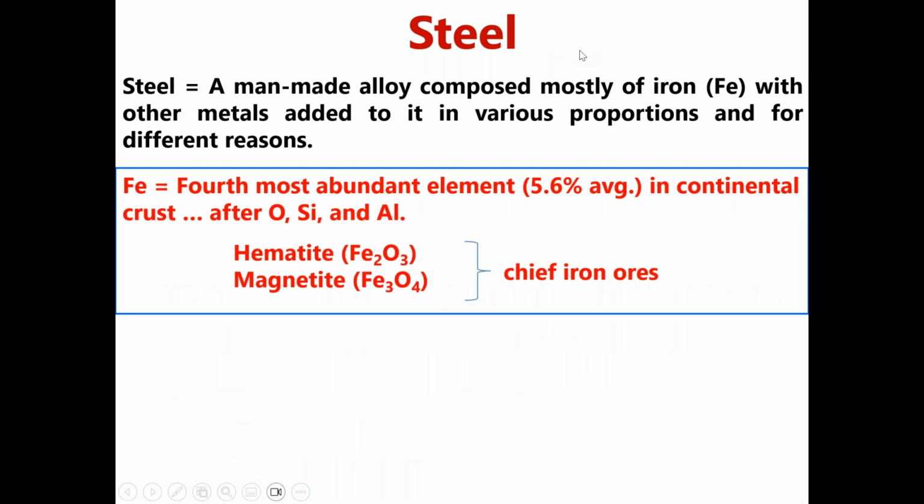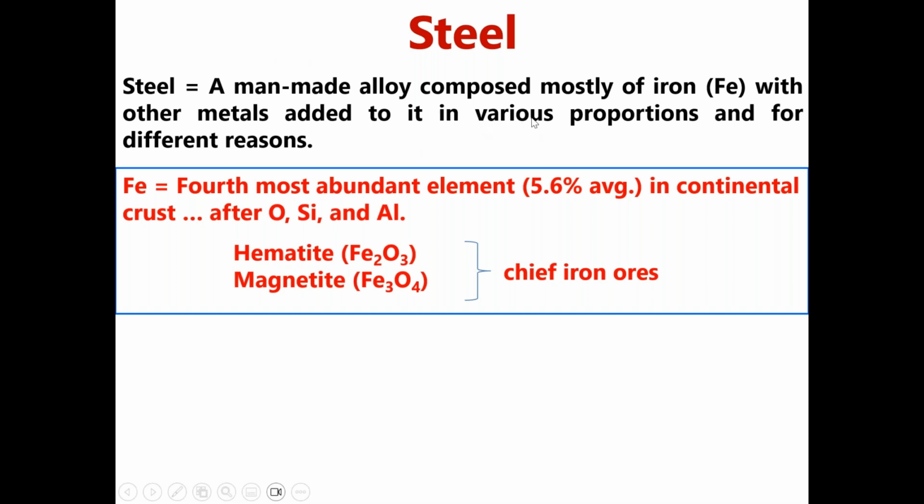Let's spend a couple minutes and discuss steel, because we embed steel into concrete. So what exactly is steel? It's a man-made alloy. It's not natural, right? So it's a man-made material composed mostly of iron, but there are other metals that are added to it in various proportions and for different reasons.